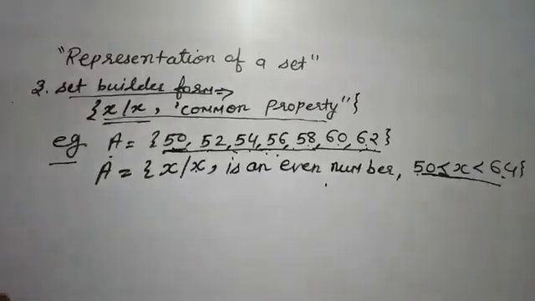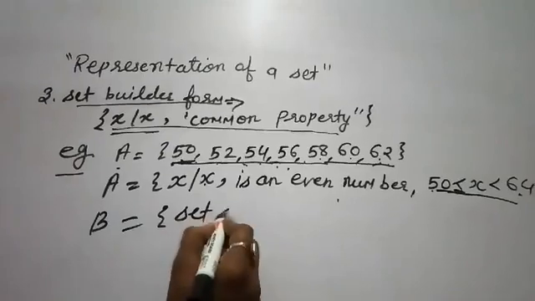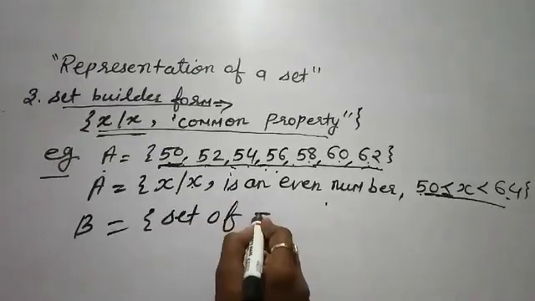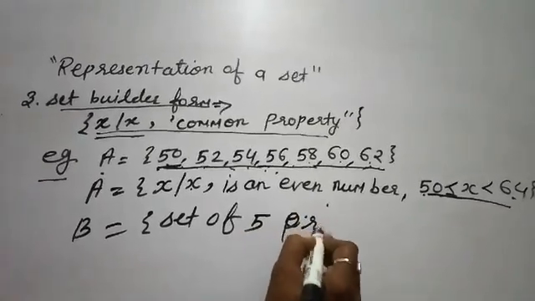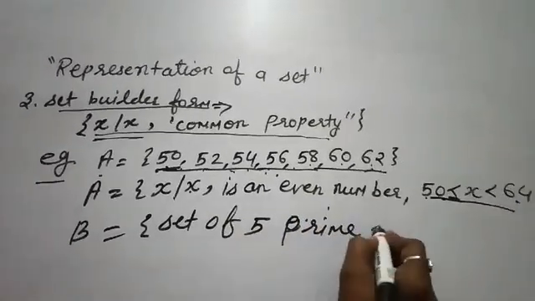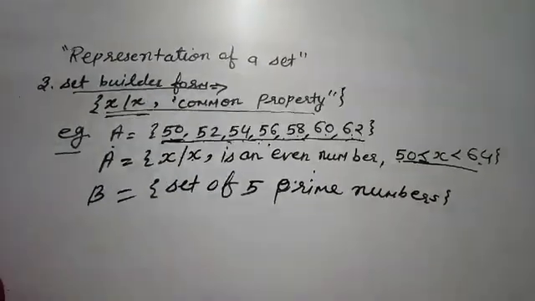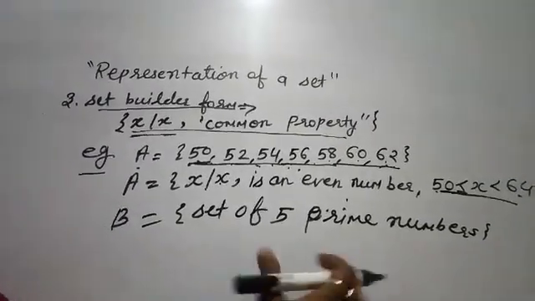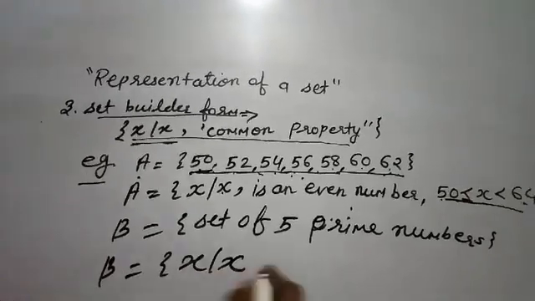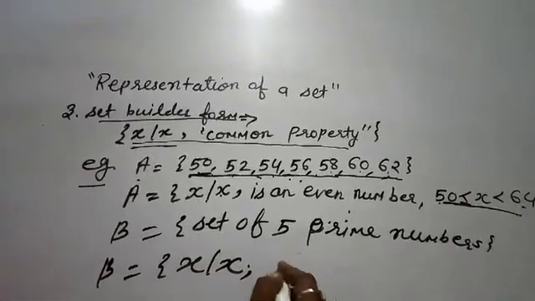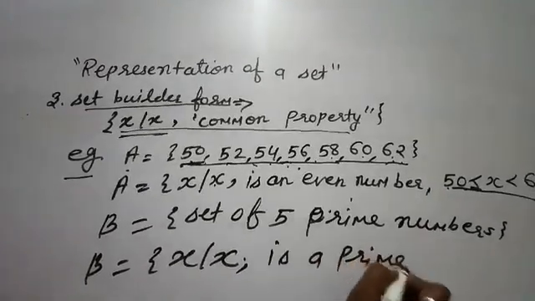Now take one more example. Set B is the set of 5 prime numbers. So what is the set of 5 prime numbers? When we see this, we can write down here x such that x is a prime number.